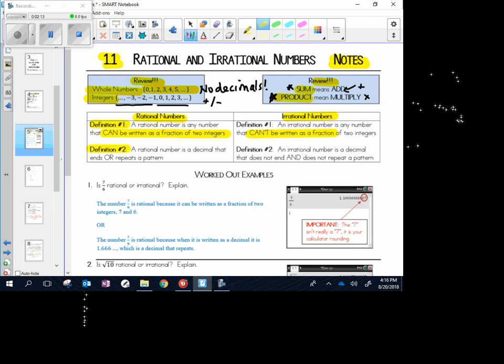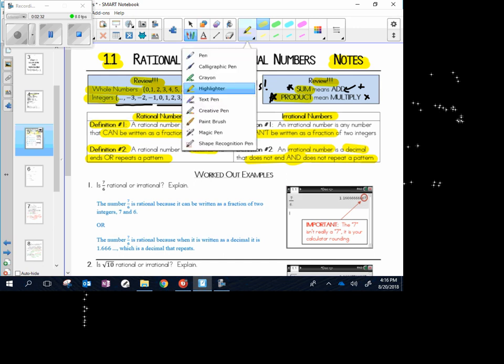Definition number 2, a rational number is a decimal. So if it's written as a decimal, it ends or repeats a pattern. The opposite of that is an irrational number. If it's written as a decimal, it does not end and does not repeat.